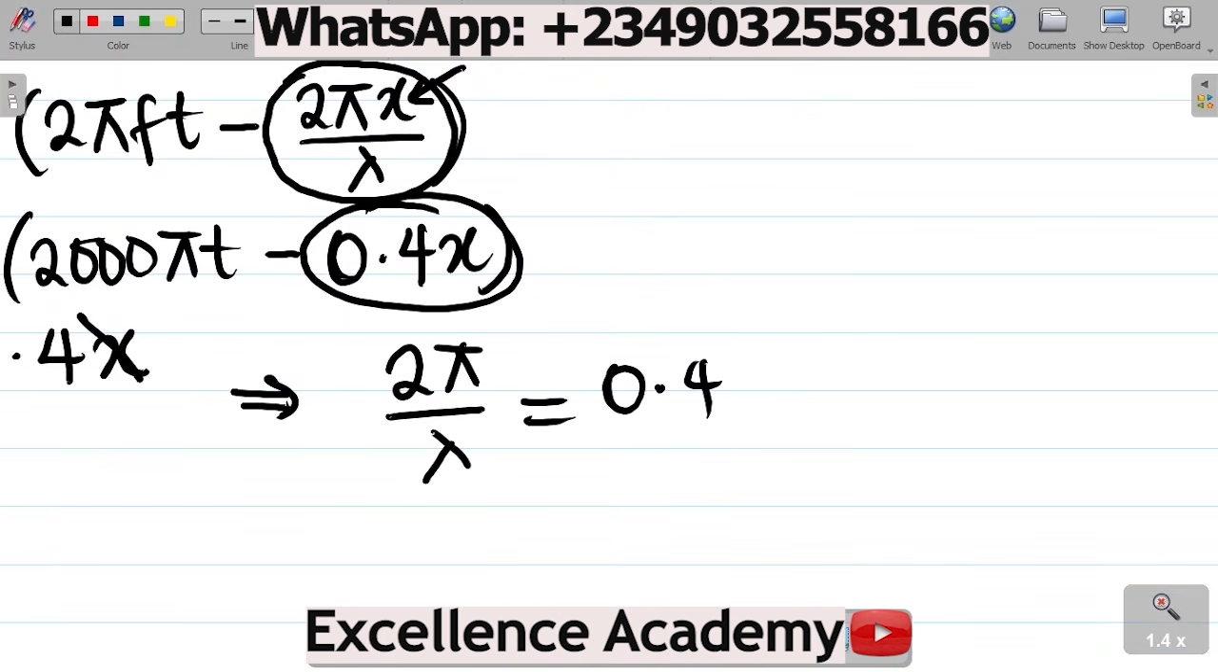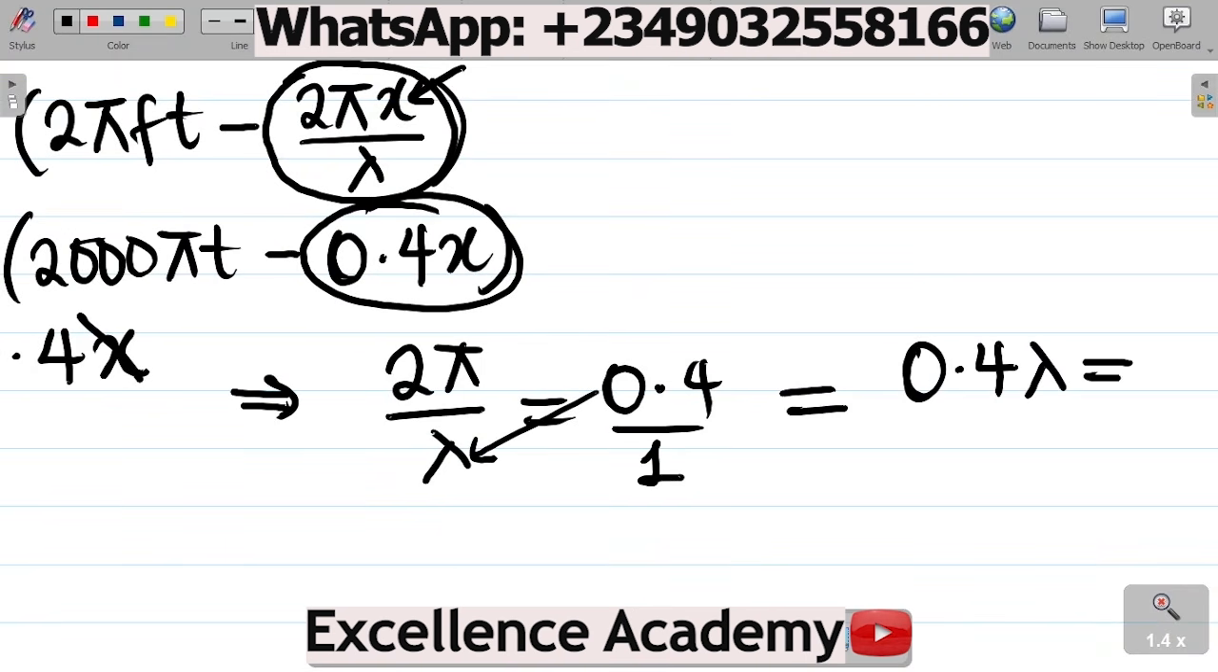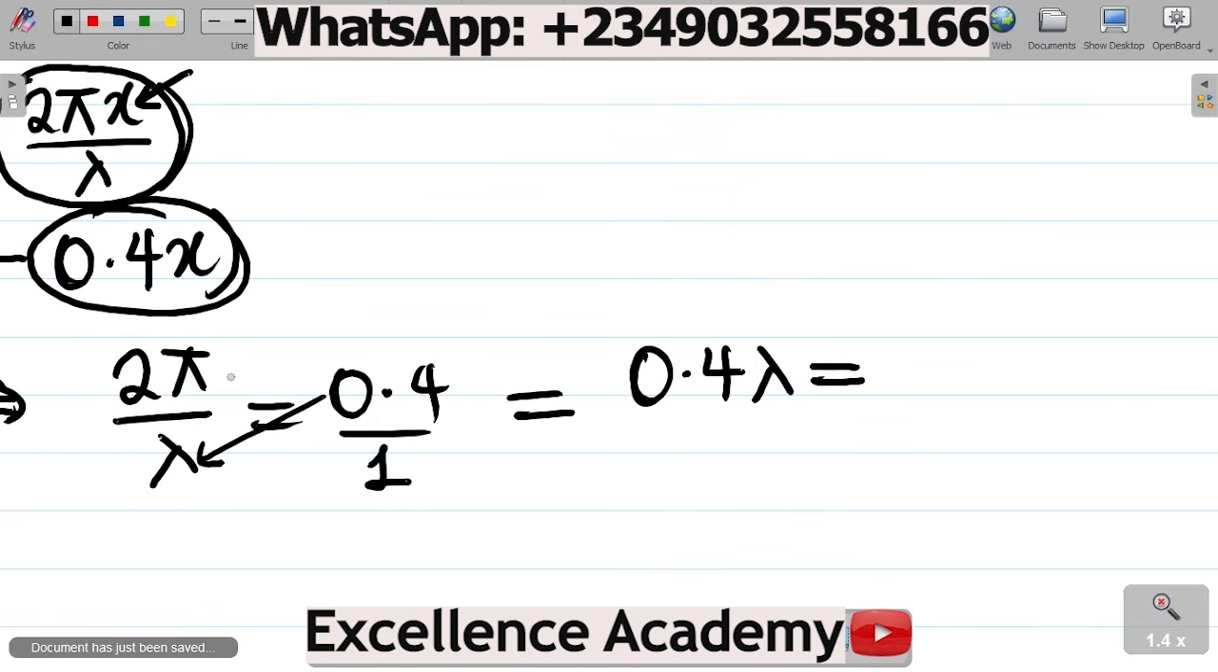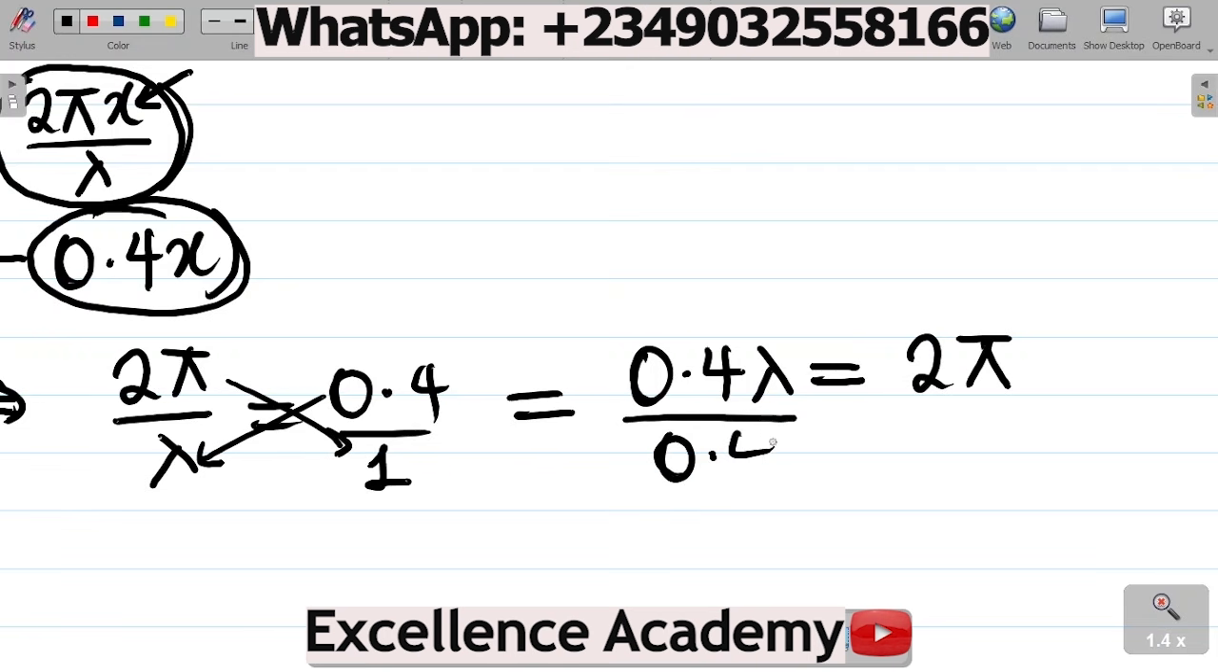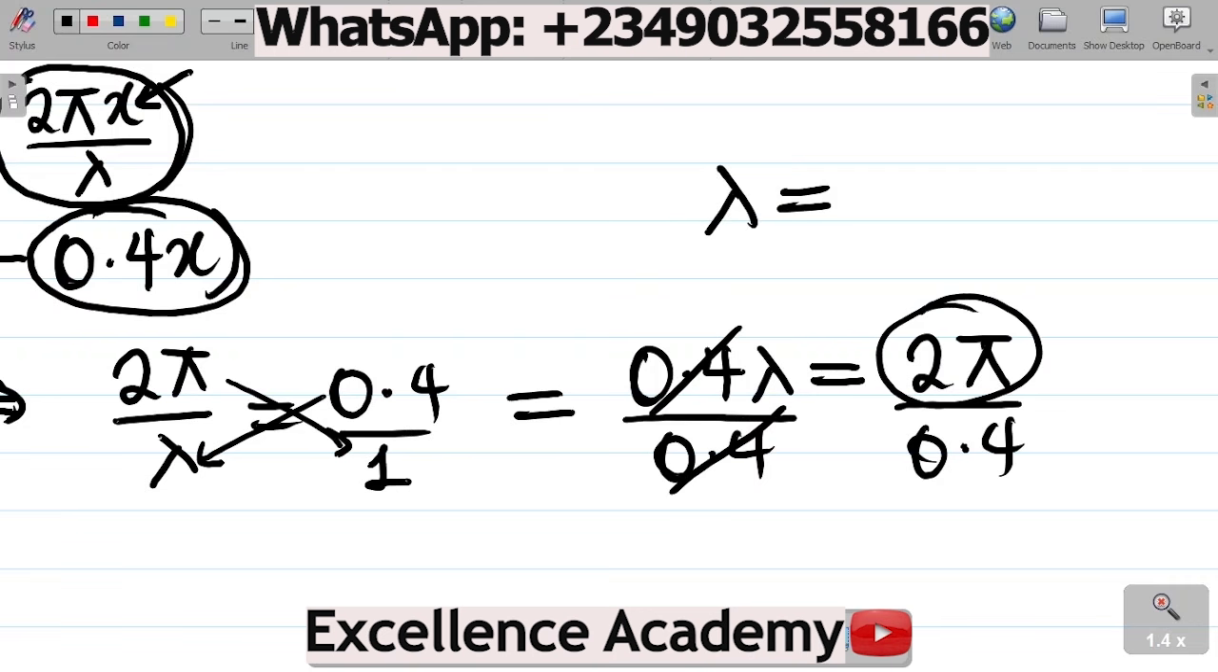Let's get the value of lambda. This is all over 1, so 0.4 times lambda gives you 0.4 lambda, which is equal to 2 pi times 1, that gives you 2 pi. To get lambda, divide here by 0.4, divide here by 0.4. This cancels this. So lambda is equal to, get your calculator, punch 2 pi divided by 0.4. If you do that correctly, your answer is 15.71. Of course, lambda is wavelength, and that's in meters.